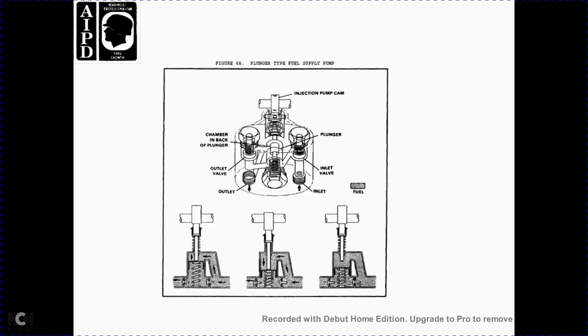Figure 68 shows the plunger type fuel supply pump: the injector plunger, cam, plunger inlet valve, outlet valve, chamber, and the back of the plunger with additional fuel.